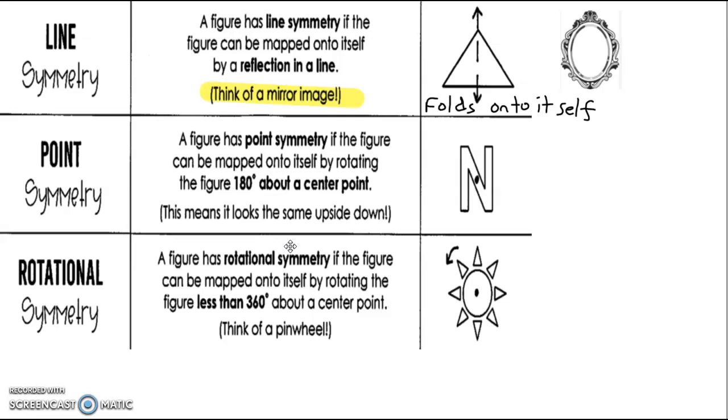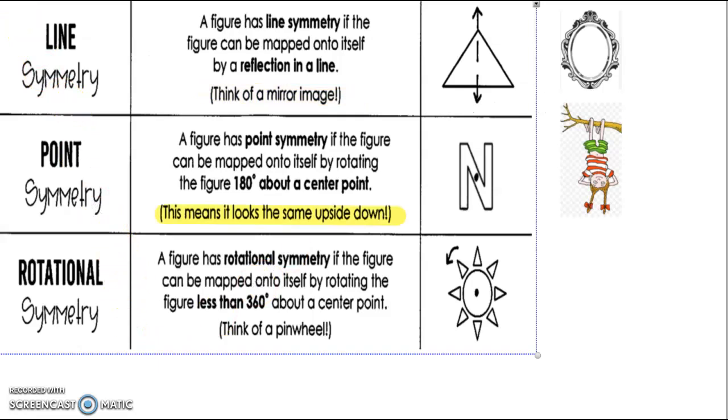All right. Next up is point symmetry. Point symmetry is a figure that if you turn it upside down, it looks exactly the same. It means it looks the same upside down. So if I took this N and turned it upside down, it will look just like an N. It looks like the original shape.